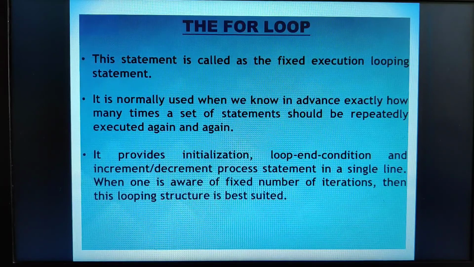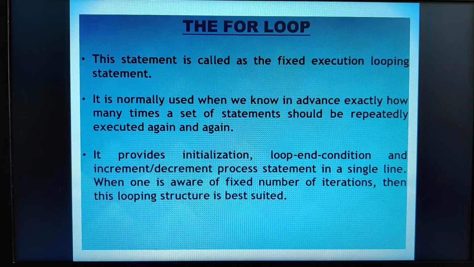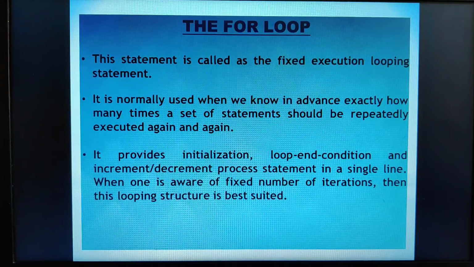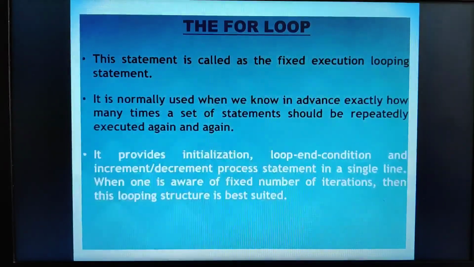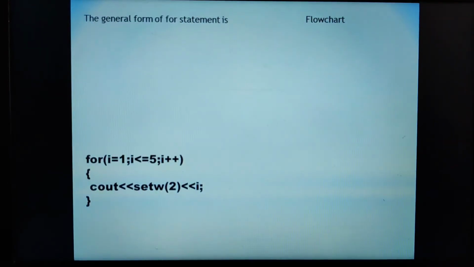Now this for loop is called a fixed execution looping structure. Why do we call it a fixed looping structure? Because we have the while loop, the do while loop, and the for loop. All these three come under the looping structure, children. You may ask when to use while, when to use do while, and when to use the for loop. But in the case of the for loop, when we know in advance how many times the loop has to be iterated, then we can go for the for loop.